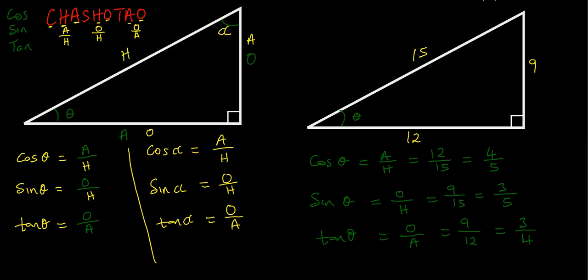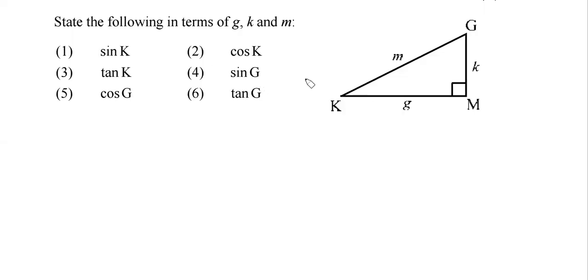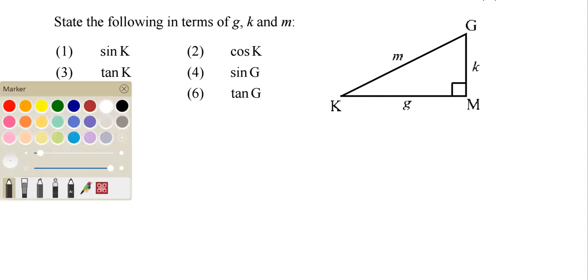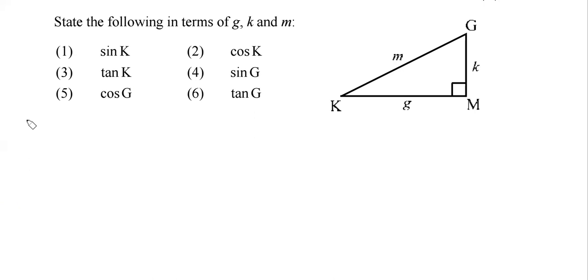Okay, now let's look at something to quickly apply what we're talking about here. State the following in terms of G, K, and M. So sine K. We are looking at this side here. We're going to use blue there. So sine K is going to be, because the side that is opposite, remember, sine K is opposite over hypotenuse, which in this case our opposite is K, and our hypotenuse is M. So that will be our answer there.